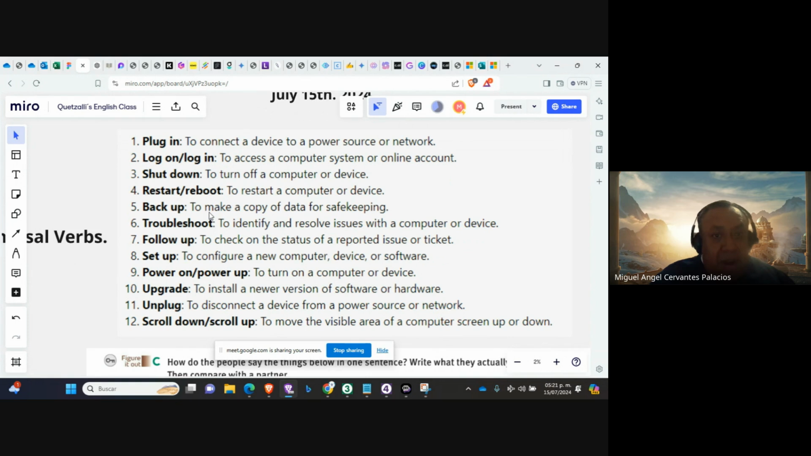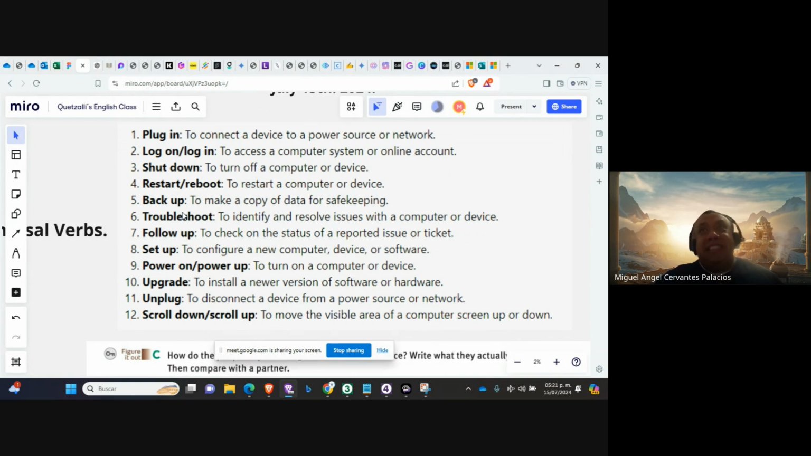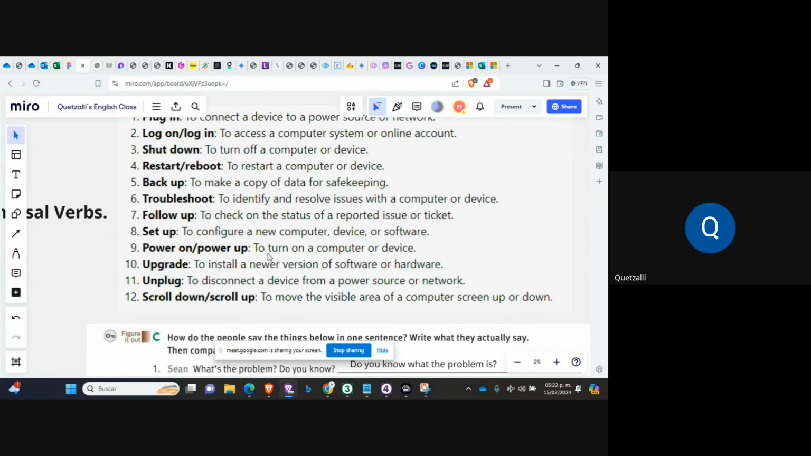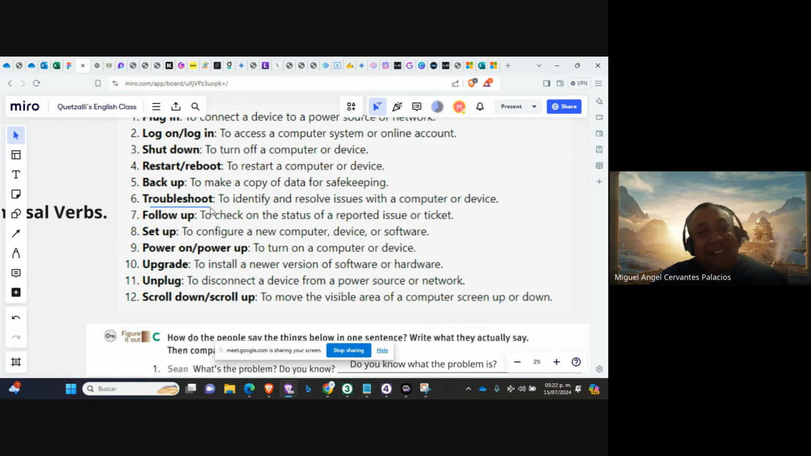Backup, también en español lo usamos, es hacer una copia de seguridad. Troubleshoot, encontrar problemas, identificar problemas con la computadora. In Windows is a mi resolvedor de problemas o algo así. Exacto, ese. Very good.